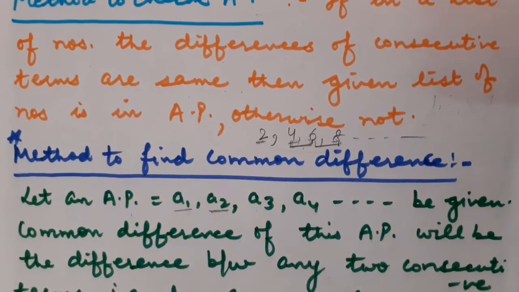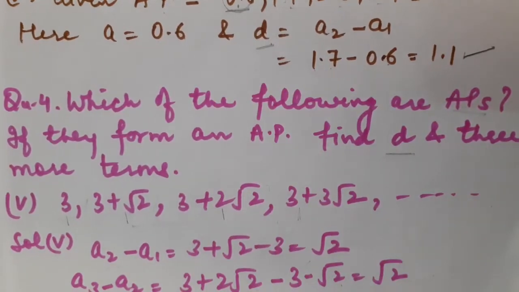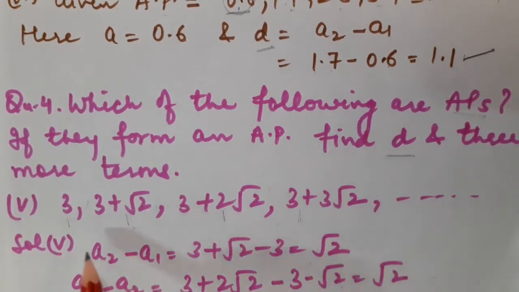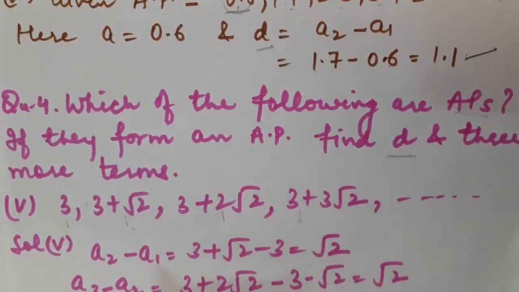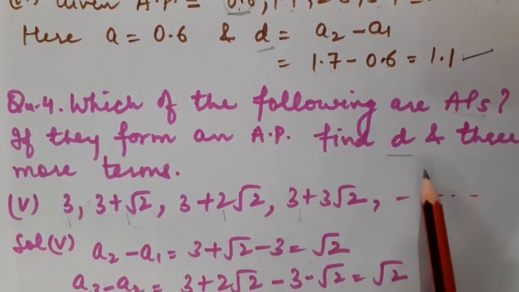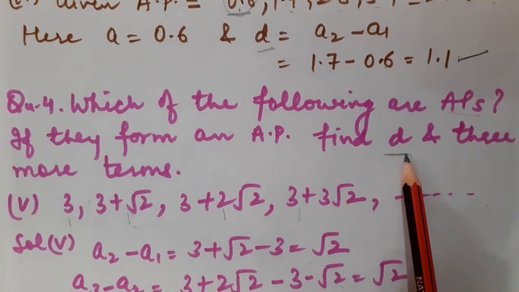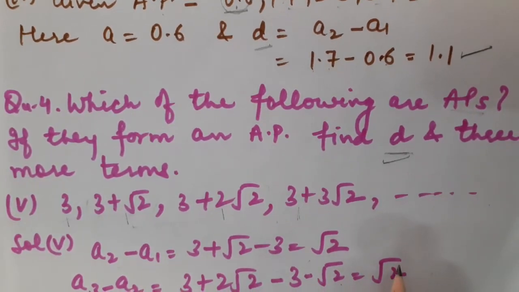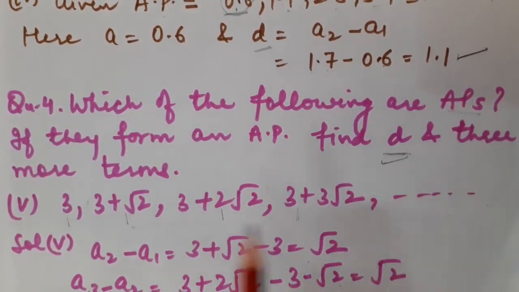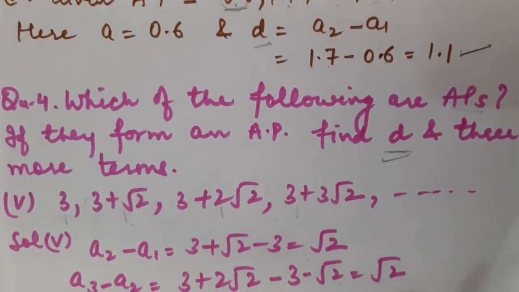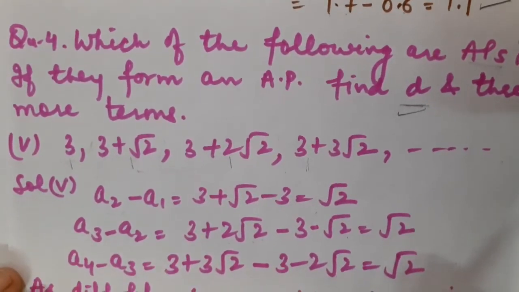Correct, students? So children, I am going to take a few questions based on this. Which of the following are APs? You will be given a list of numbers, and you have to tell whether they form an AP or not. If they form an AP, then you have to tell the common difference. Of course, to confirm whether the given list of numbers forms an AP, we will have to calculate the common difference. And after that, you have to find the next 3 more terms also. Correct? So let us start doing this question.